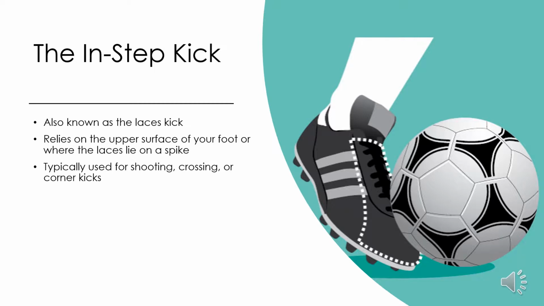The next kick is the instep kick. The instep kick is also known as the laces kick and relies on the upper surface of your foot, or where the laces lie on the cleat. There are different steps leading up to this kick in order to allow the player to have power behind their kick so they are able to shoot, cross the ball, or execute corner kicks.